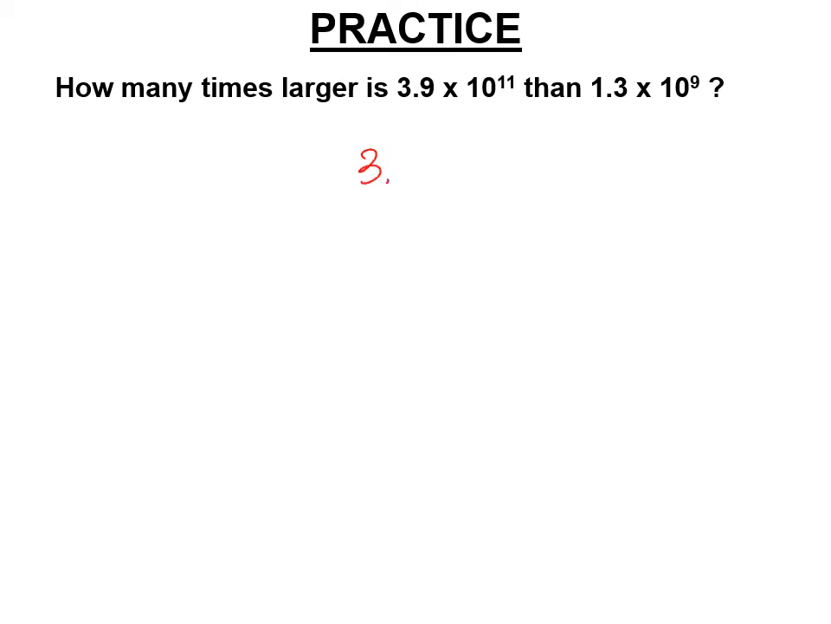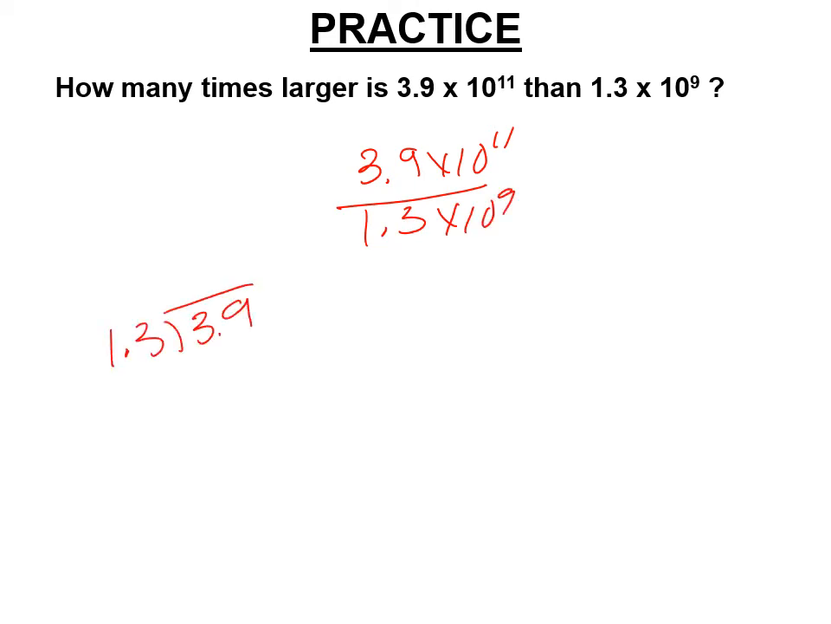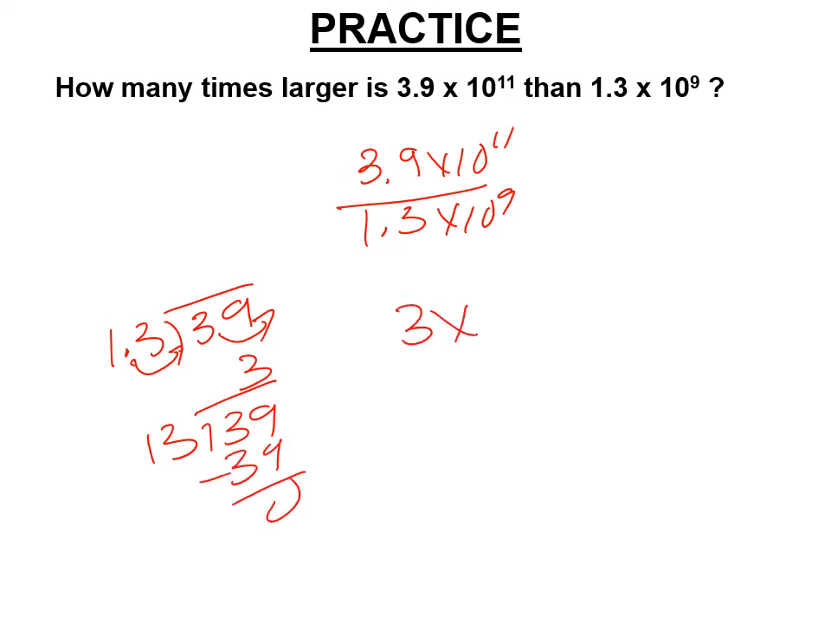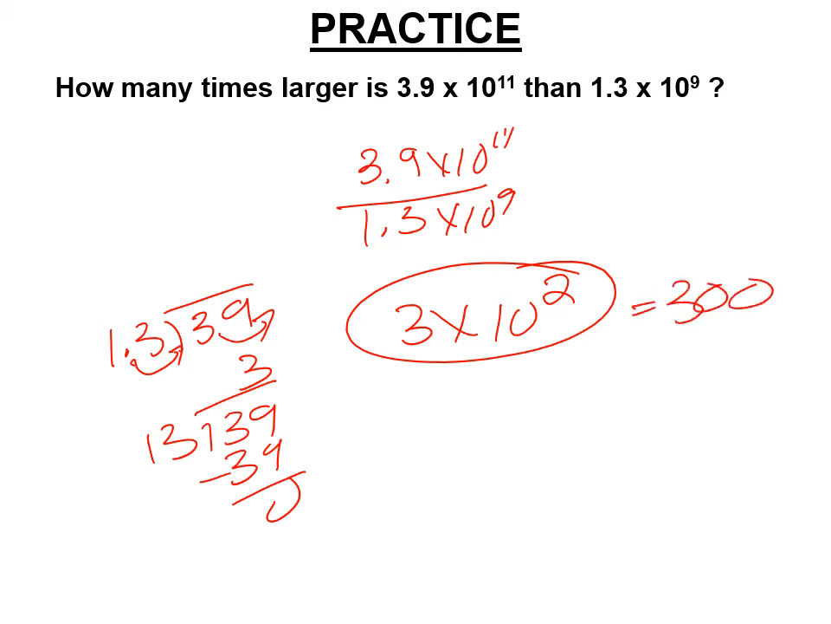All right, another how many times larger problem. Bigger one up top. All right, so 1.3 goes into 3.9. Not allowed to do that. You have to make that 13. Then you have to make that 39. 13 goes into 39 exactly 3 times. So we get 3 times 10. 11 minus 9 is 2. So that's the answer. But you also, what's 10 times 2? 10 to the 2nd. 10 times 10 is 100. This is 300. Since the answer doesn't have to be in scientific notation, you could say either.